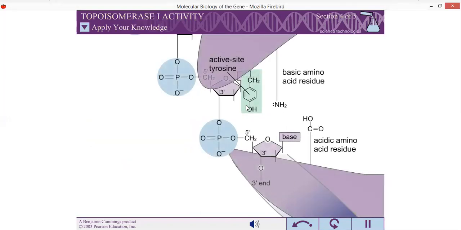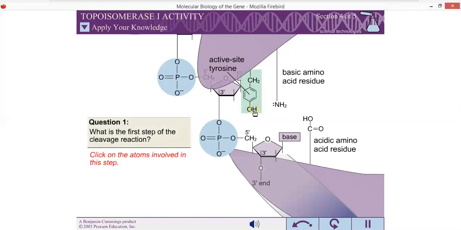Question 1. What is the first step of the cleavage reaction? Click on the atoms involved in this step. Okay, so in the case of the first cleavage reaction, what you are going to do is deprotonate this proton.